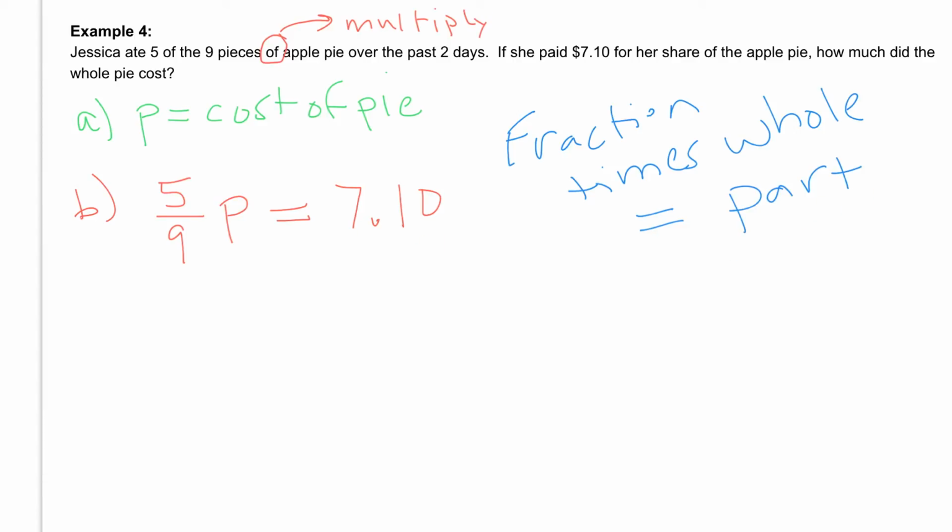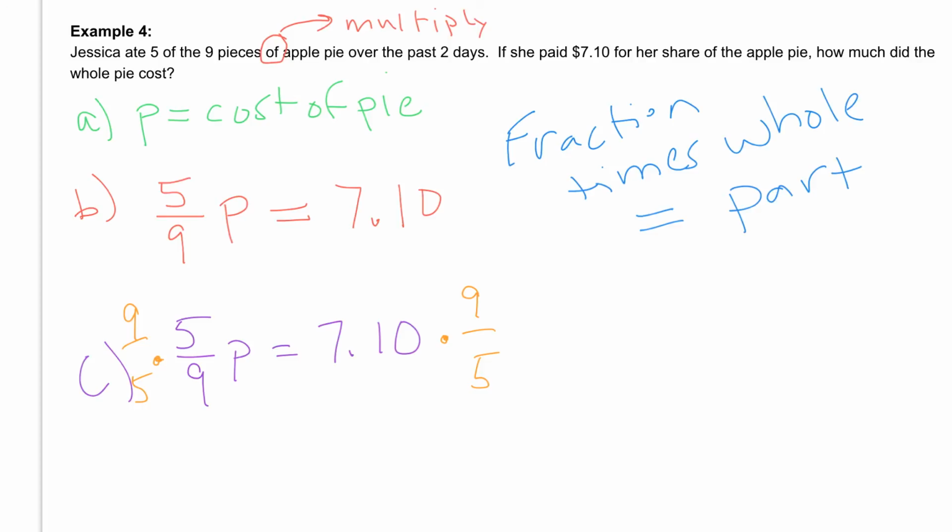Now in letter C, we're going to go ahead and solve this. So we're going to rewrite it. Remember, we don't want to touch anything in part B. We have 5/9 times P equal to 7.10. And what I need to do, if I look at my variable over here on the left, I need to get rid of that 5/9. To get rid of that, I'm going to multiply by that reciprocal. So I'm going to multiply by 9/5 on the left, and I'm going to multiply by 9/5 on the right.